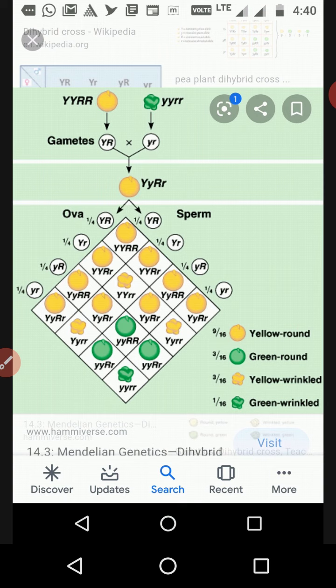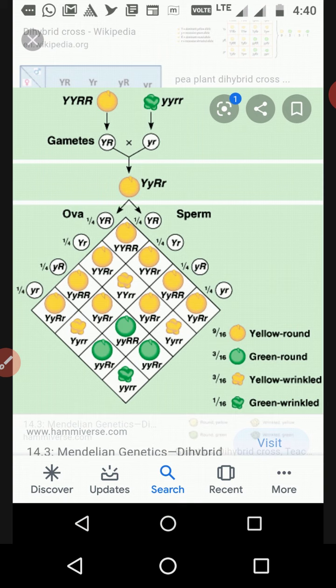Because in the law of segregation, in the monohybrid cross experiment, it gives 25:50:25, 25 pure breed, 50 hybrid, 25 pure breed. But here you can see 9:3:3:1. Clear? So you have to count all the types of seeds which are present in that Punnett box.